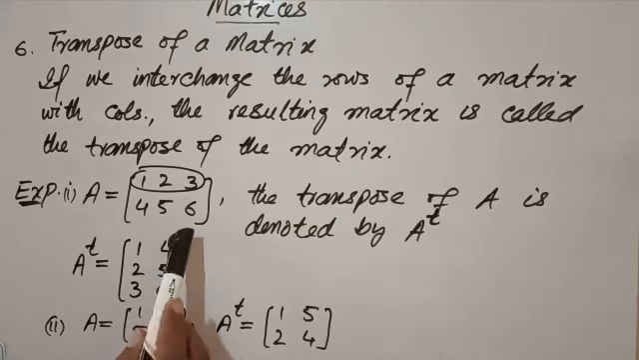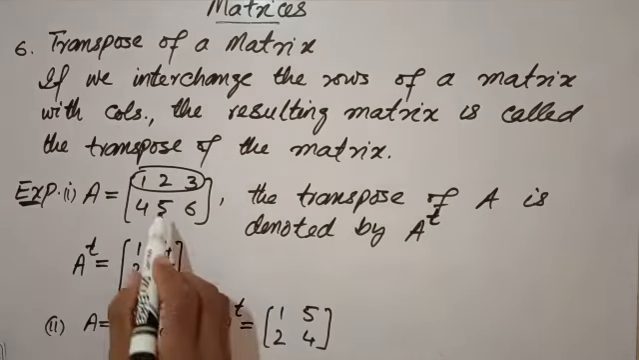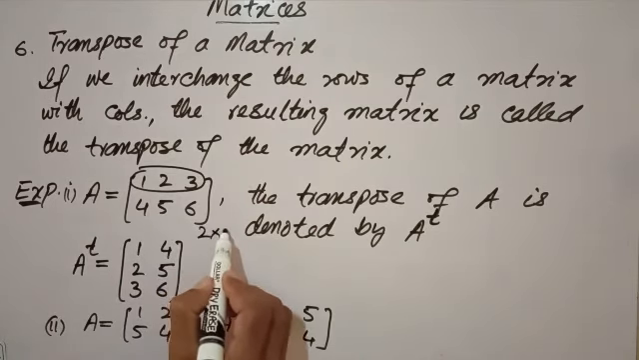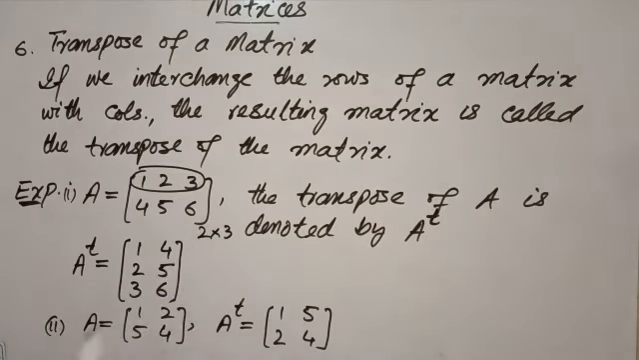But in the case of a rectangular matrix, if the original matrix is of order 2 cross 3, we have 2 rows and 3 columns, and the resulting matrix, which is the transpose of the matrix, is of order 3 cross 2, 3 rows and 2 columns, because we are interchanging rows with the columns. So the number of rows becomes the number of columns, and the number of columns becomes the number of rows. And if it is a square matrix, then already the number of rows is equal to the number of columns. The order will not be changed.